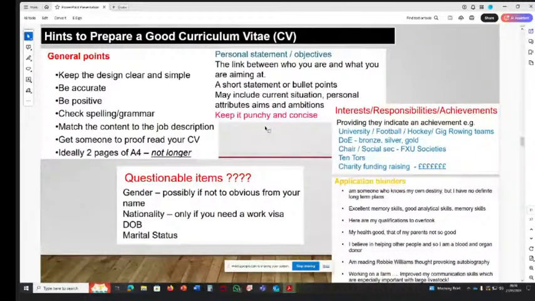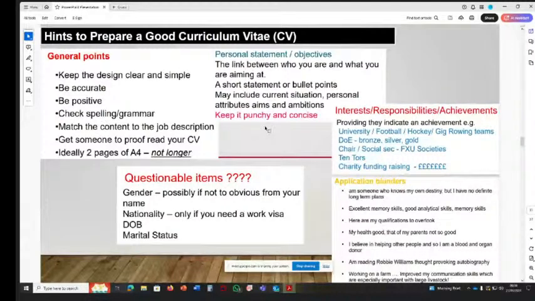Include interests, responsibilities, and achievements, provided they indicate an achievement. For example, if you are a football player in your college, or you are doing some NCC work in your college, you own some medals, or you have run or helped an NGO, that can be an added point you can add in your CV. That can be an advantage out of your regular curriculum activity.